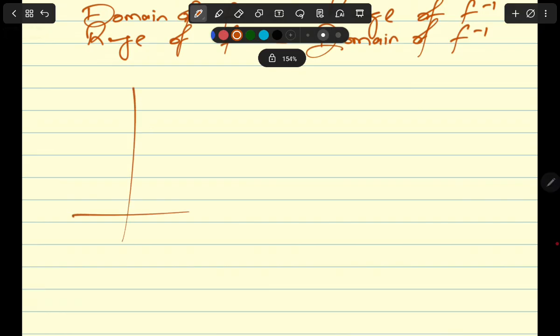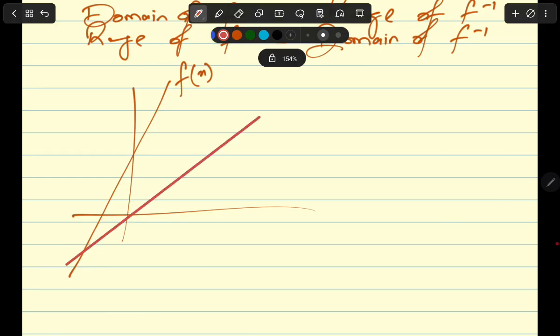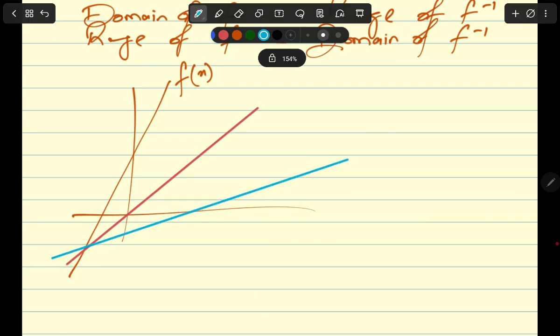Now, let's say this is some function, right? So let's say this is f of x. Now we know that f inverse of x, or the inverse of a function, is nothing but its reflection on the line y equals x, right? So this line is y equals x. This is the function, and here we have the inverse of the function.